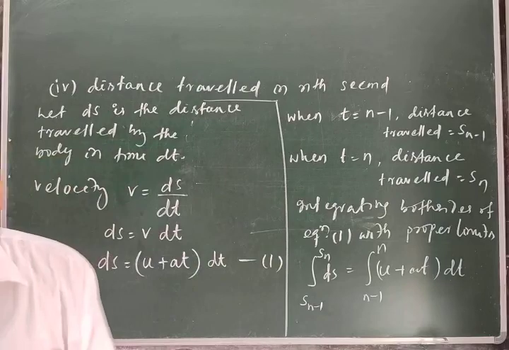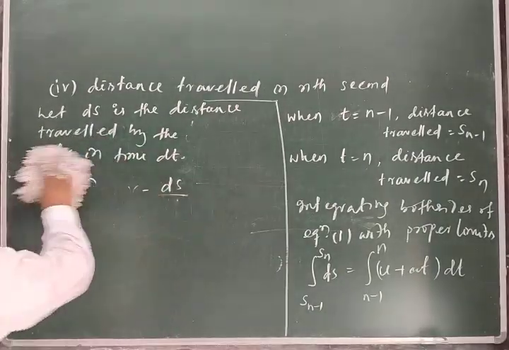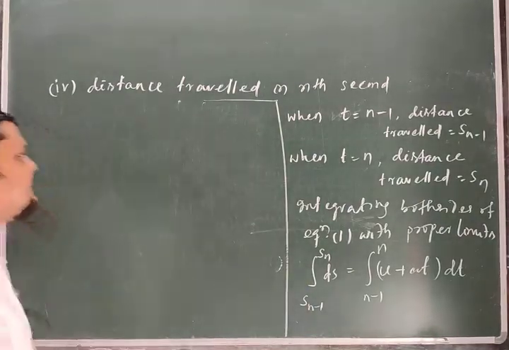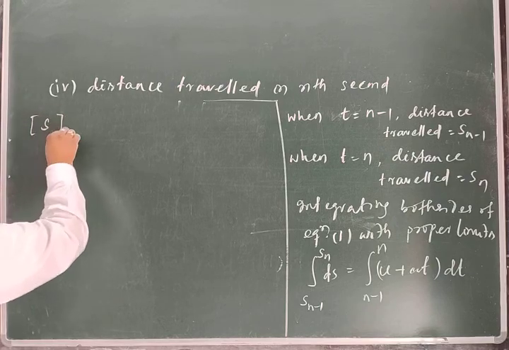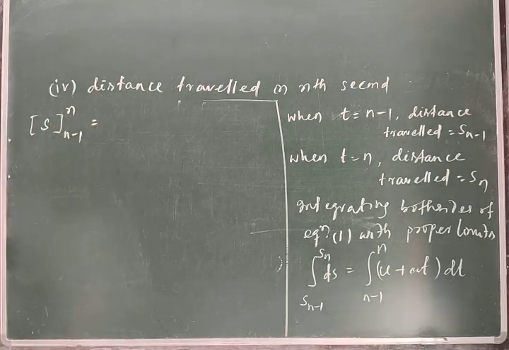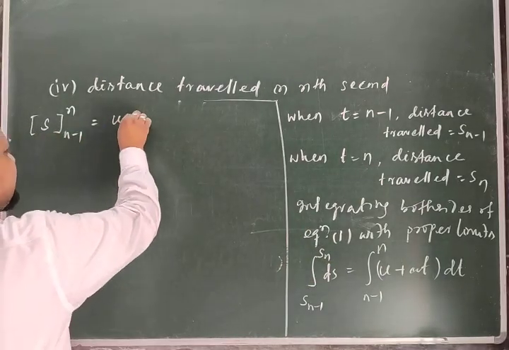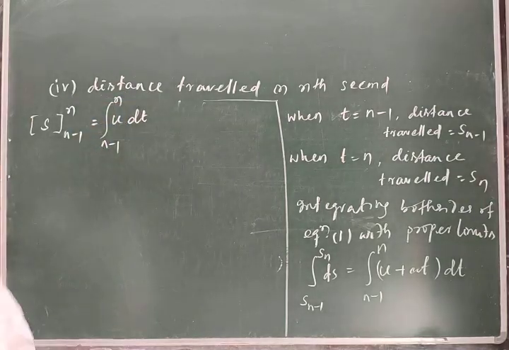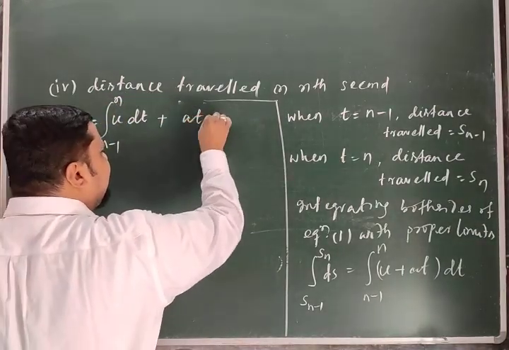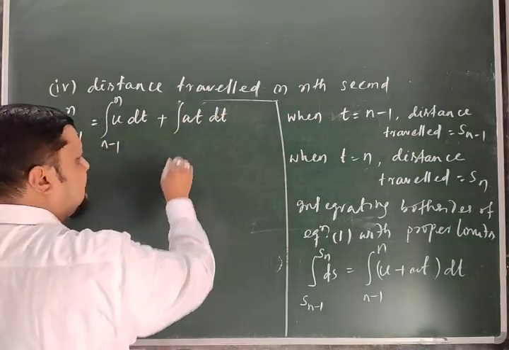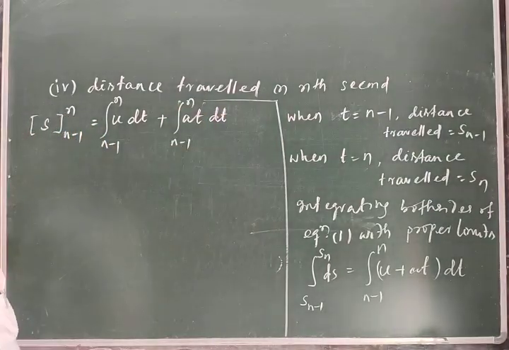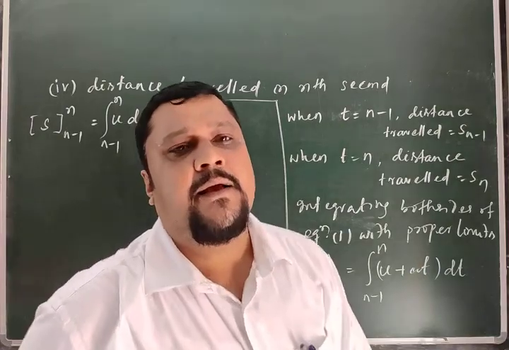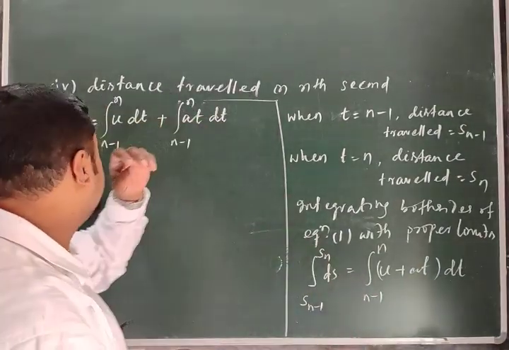Now do the integration. It is very convenient for you to do the integration because you have already done so many integrations. So what is the integration of ds? S, with limits. On this side, ∫u dt with limits n-1 to n, plus ∫at dt, multiply each term with the integration from n-1 to n. You already know that you can make the integration of (u + b) dx as the integration of u dx plus the integration of b dx, with limits.